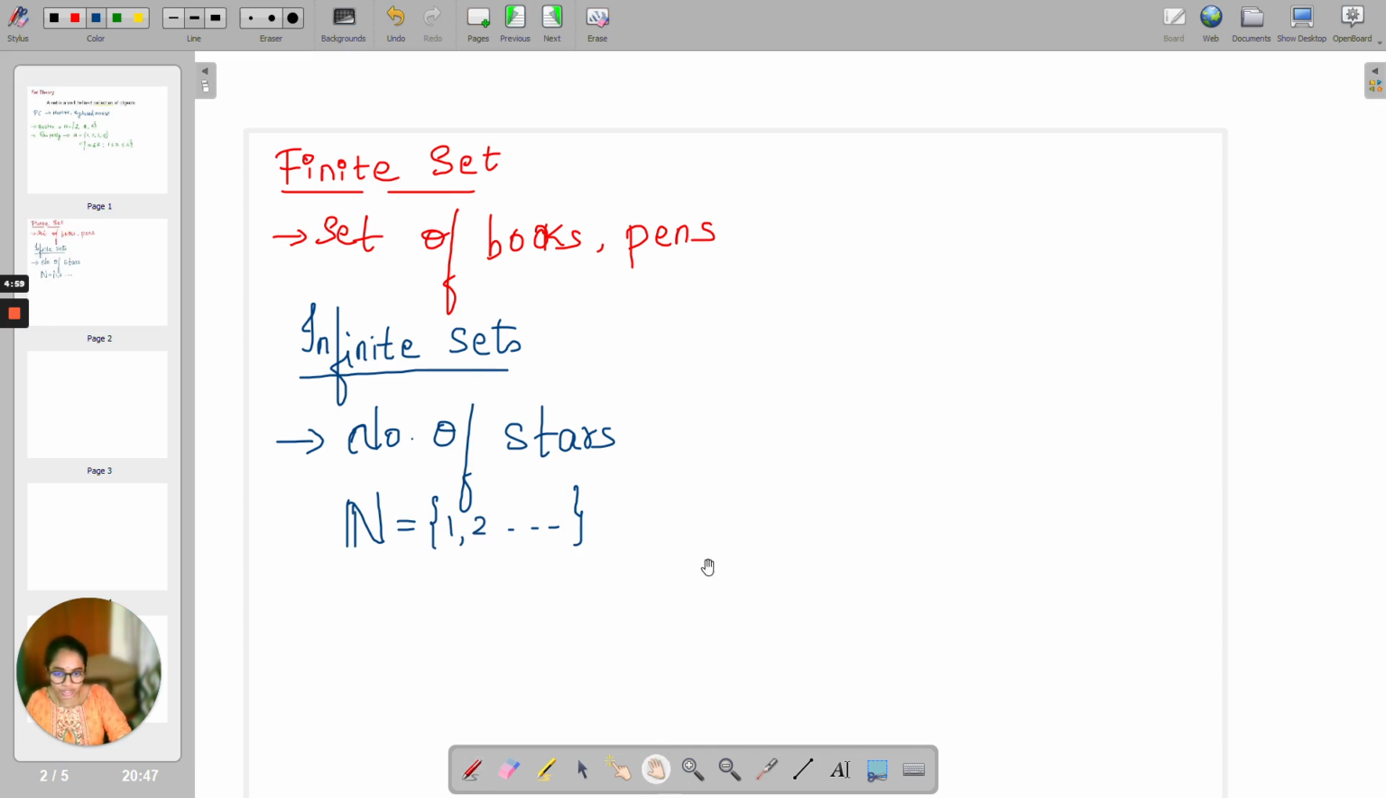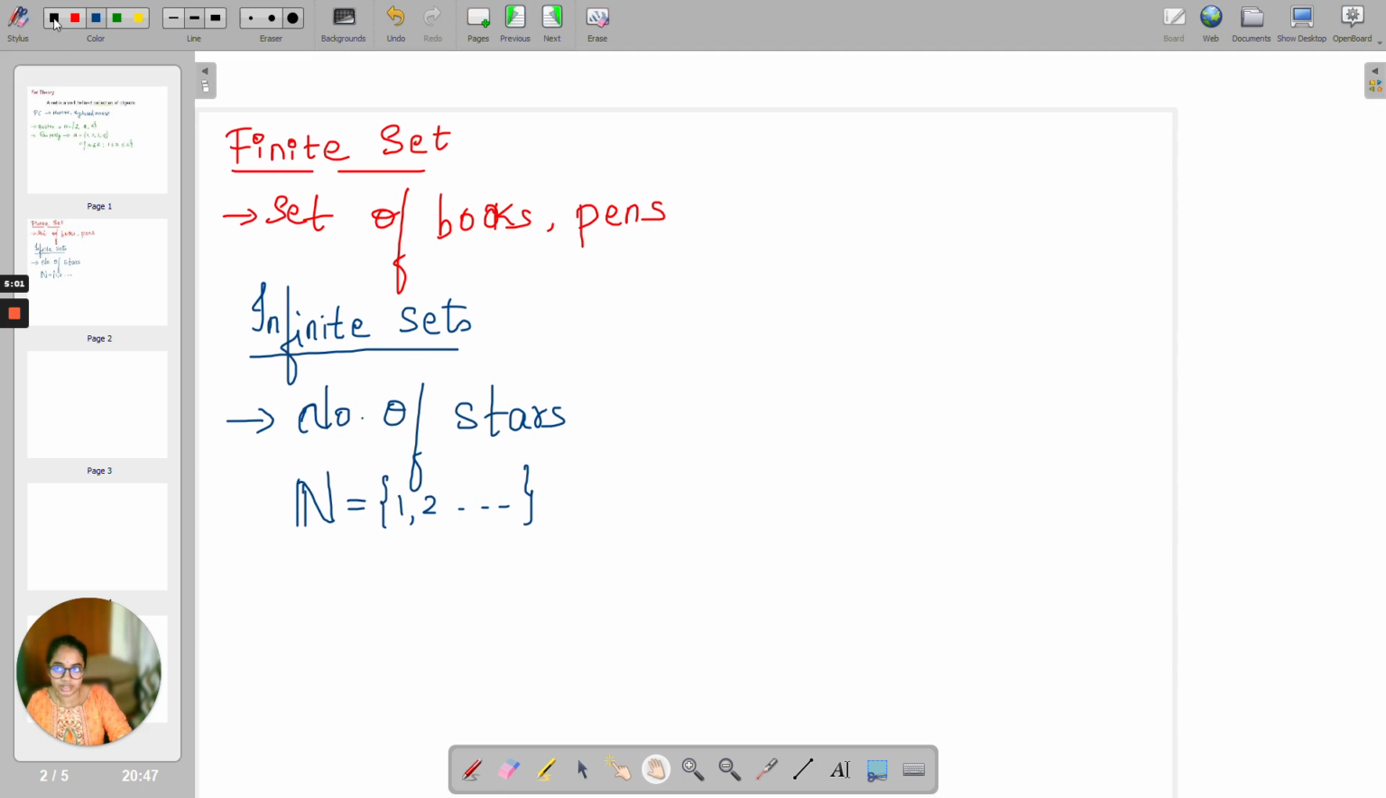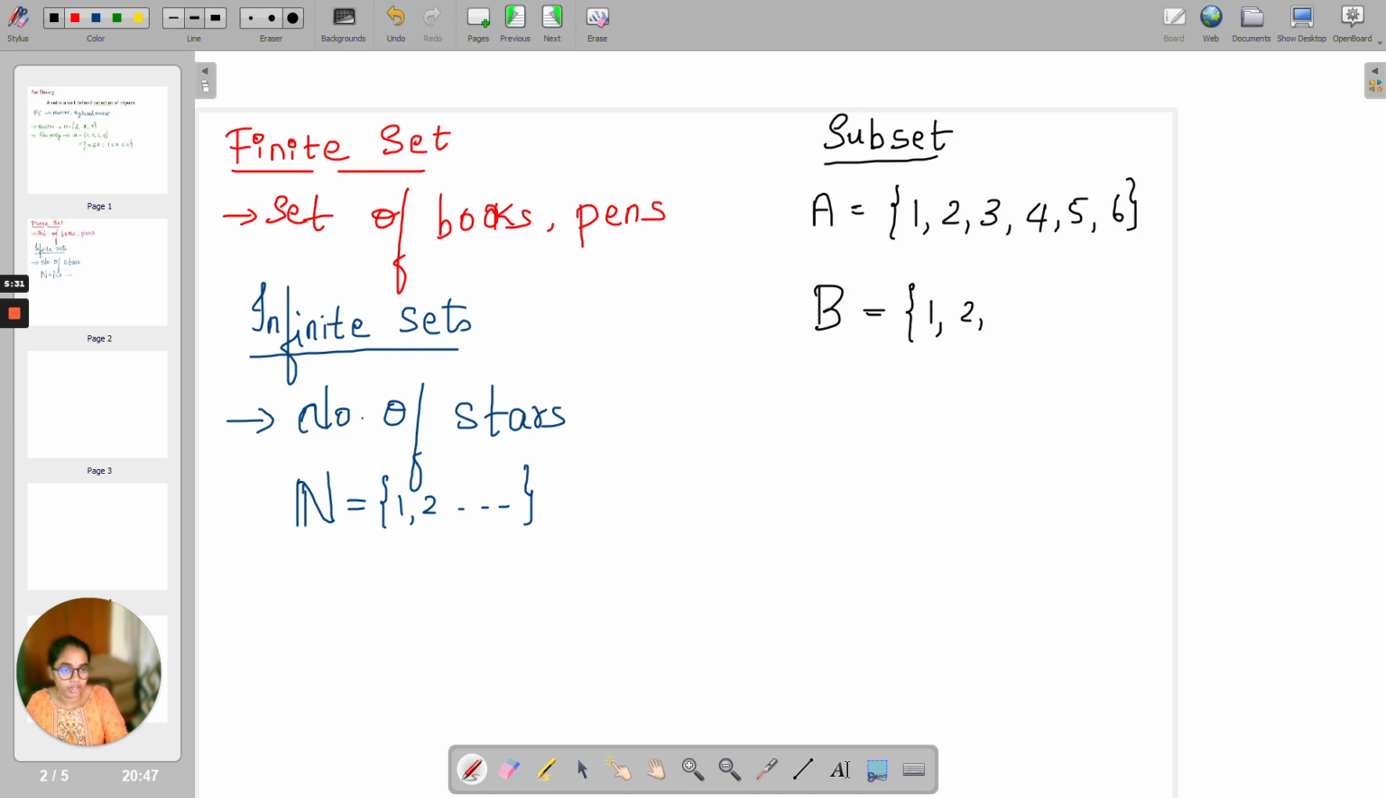Next, let us study something about subsets. Now, what is a subset? Imagine I have a set A. It has elements 1, 2, 3, and 4. Let me take some more: 5, 6. Let me write a set B. I say B is a subset of A. B is a subset of A.